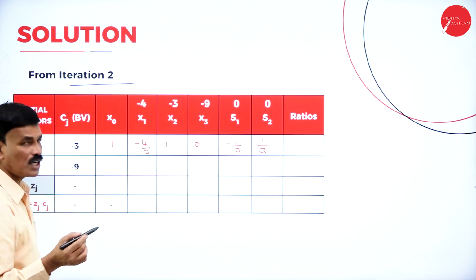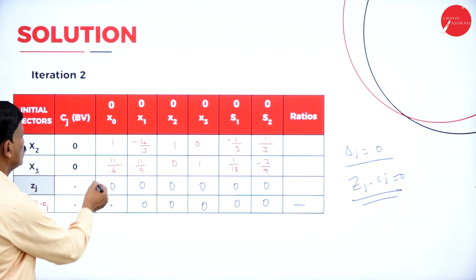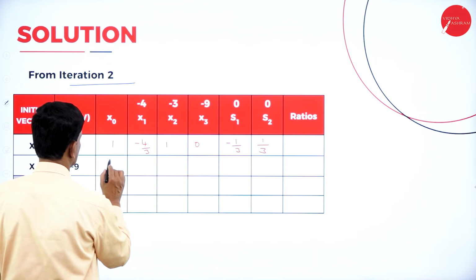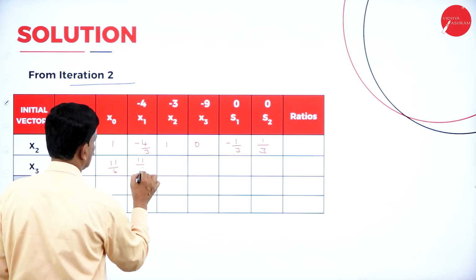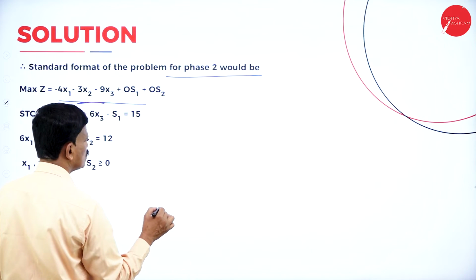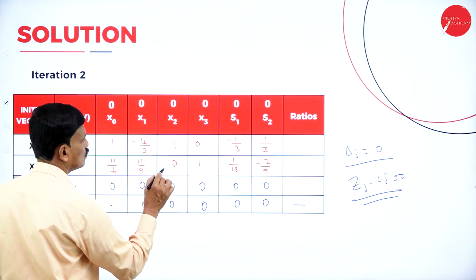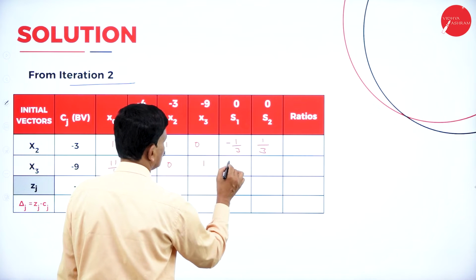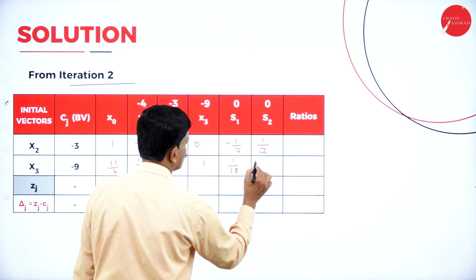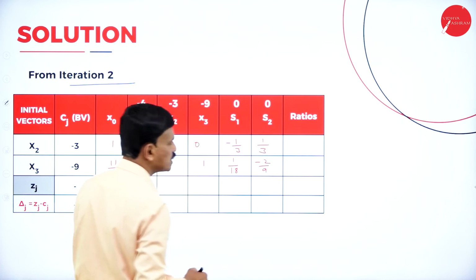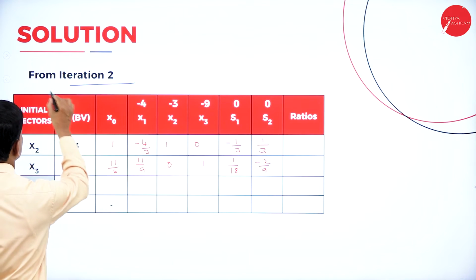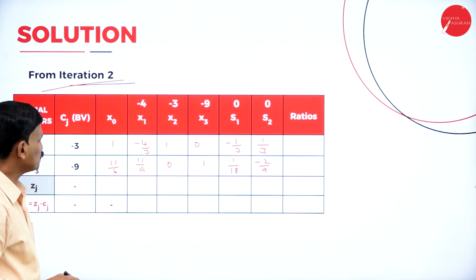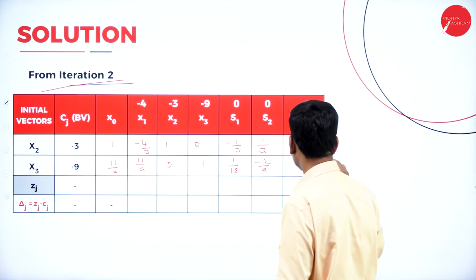Now, let us come to R2. These values are 11 by 6, 11 by 9, 0, 1 by 18, minus 2 by 9. These are the values. So these are from iteration number 2. The values are from table 2. Okay. Let me solve the values for Zj.